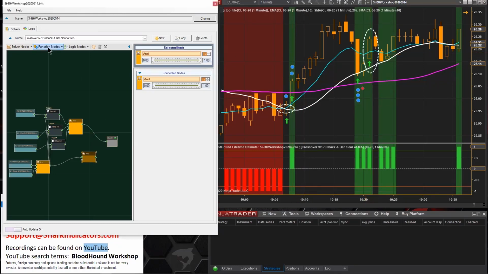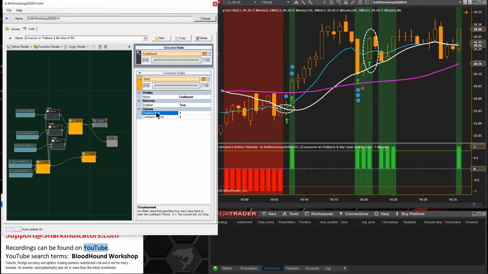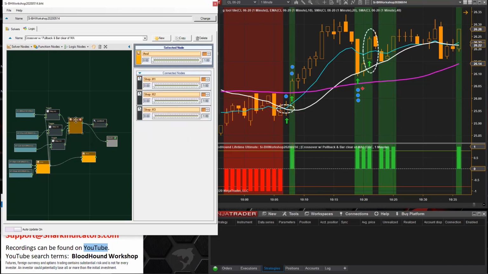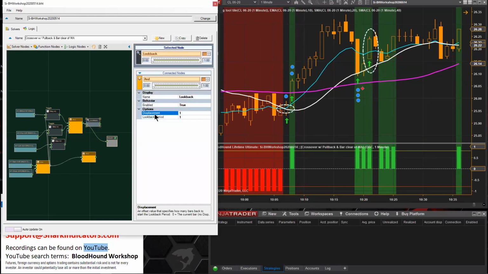To make sure that there's at least one bar of separation, we're going to use the look back node. Tie that in there. And we're going to use the displacement function. That's going to take when steps 1, 2, and 3 all occur and shift it forward by at least one bar to make sure that step 4 is offset by at least one bar. So we're going to leave the displacement at 1. I'm going to name that displacement 1.